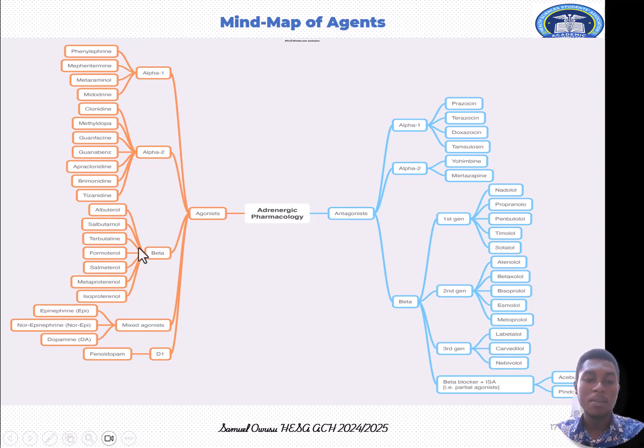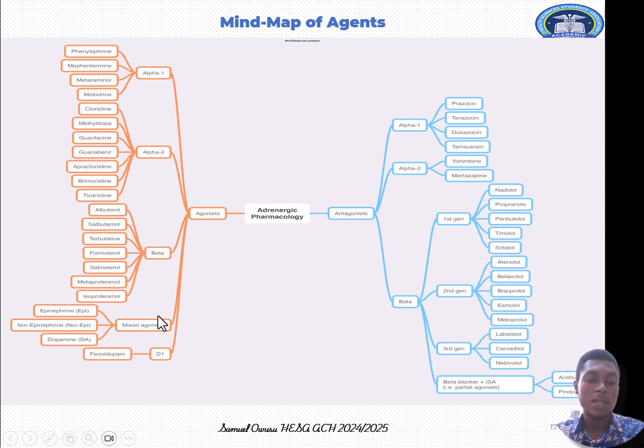Then we have the beta agonists, the selective and the non-selective ones. And we have salbutamol, which is used in asthma. We have terbutaline, formoterol, and salmeterol. All of these ones are bronchodilators. They are used in asthma. Then we have isoproterenol or isoprenaline, which tend to bind to both beta 1 and beta 2 receptors equally.